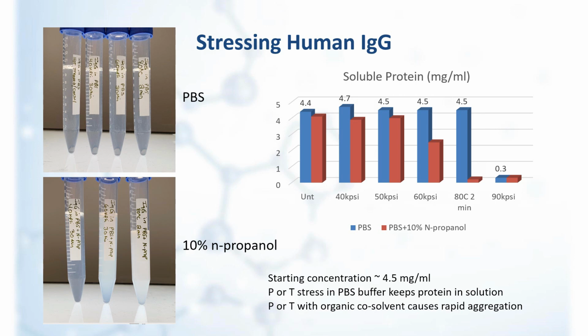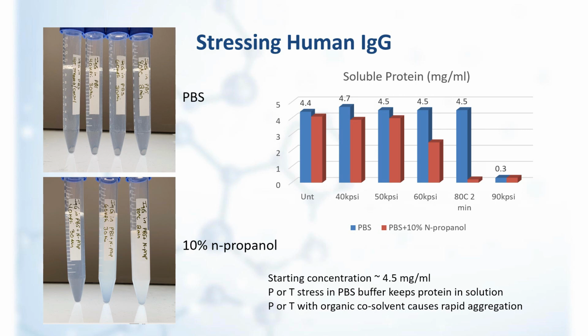The graph on the right shows Bradford protein assay of protein remaining in solution after pressure treatment. It turns out that our favorite N-propanol acts in synergy with pressure, causing efficient unfolding and irreversible protein aggregation at much lower pressure levels compared to PBS alone. After being pressurized to 60,000 psi, we lost almost half of the protein in the buffer containing N-propanol, while IgG content was totally unaffected at a similar pressure in PBS alone. We had to discard remaining samples treated at 80 degrees Celsius or 90,000 psi that lost most of the protein to a pellet.